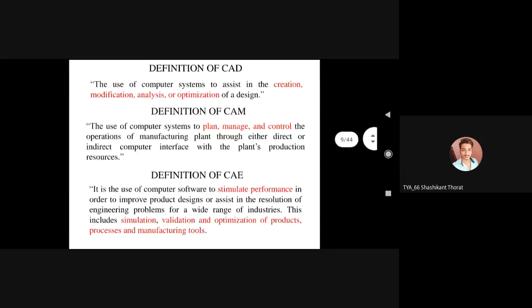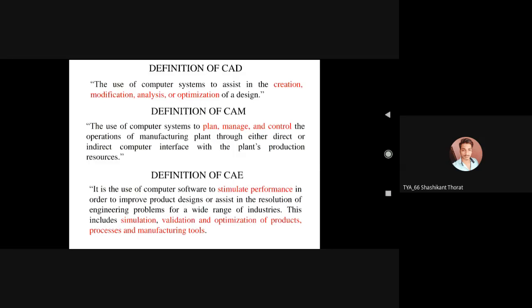Now moving towards the next definition, CAE, computer aided engineering. It is the use of computer software to simulate performance. The basic requirement of computer aided engineering is simulation or analysis. So it is the use of computer software to simulate performance in order to improve product design or assist the resolution of engineering problems for a wide range of industries. This includes simulation, validation, and optimization of products, processes, and manufacturing tools.